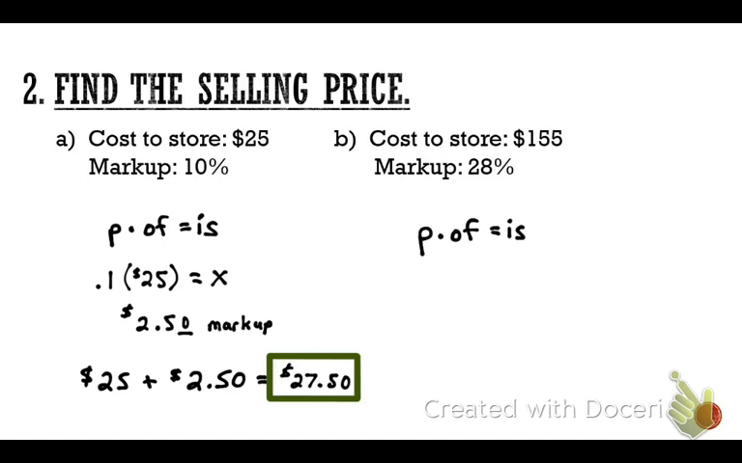Start with the P. What do you think I should plug in for the P? 28%. Change it to a decimal? 0.28. Times of. What does the "of" stand for?